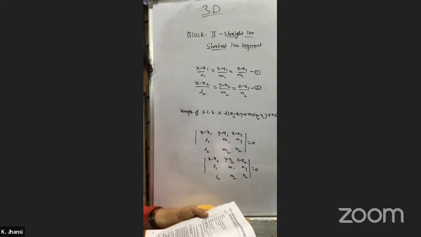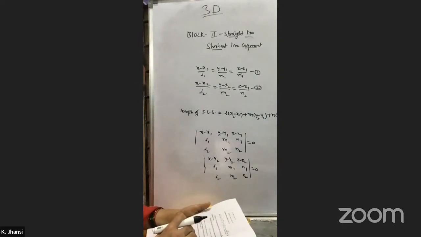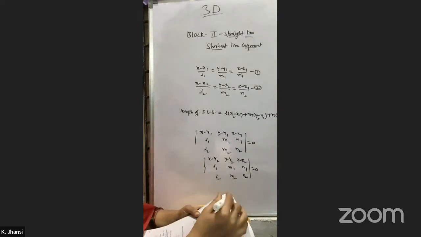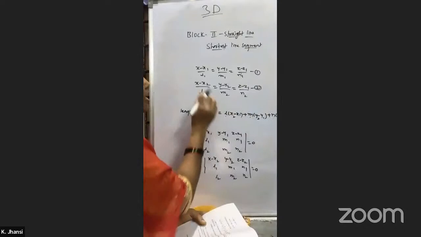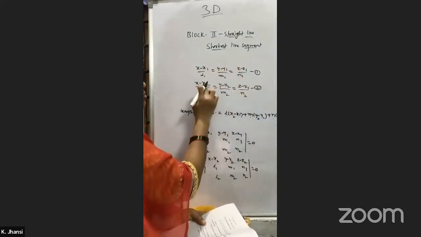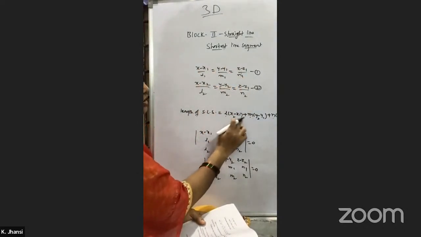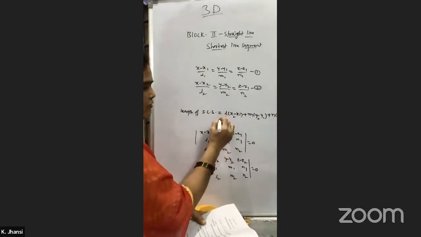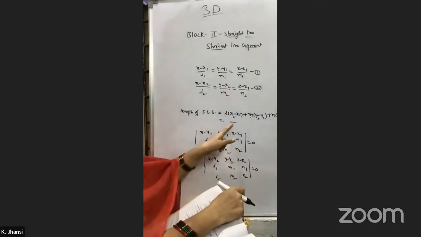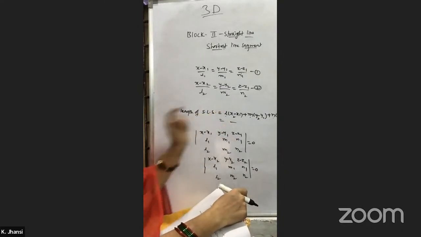The proof is given: the length and equations of the shortest line segment, how to find them. l into l1 plus m into m1, and if you do the cross multiplication and solve, you will get the l, m, n values. Substitute those l, m, n values here, where x1, y1, z1 and x2, y2, z2 are the points. When you simplify, you will get some value, and that value is called the length of the shortest line segment.